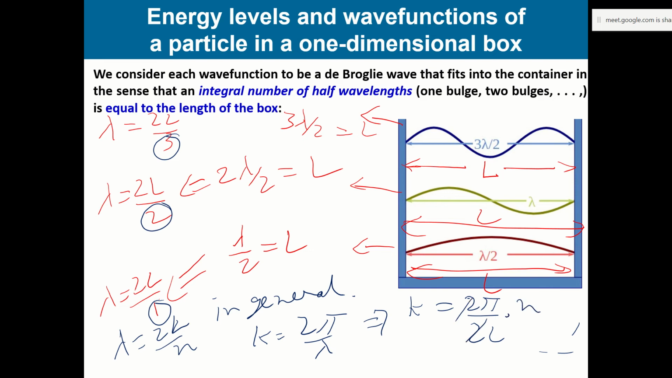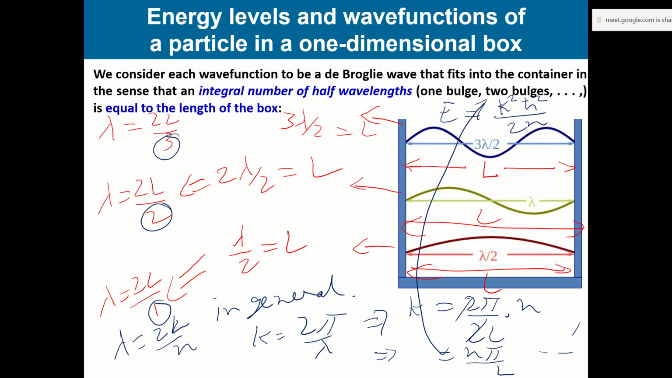Okay, so k is n pi by L. So you substitute this value of k in the energy expression, which is p square, h cross square k square by 2m. So substitute this value of k and you get the value of energy.